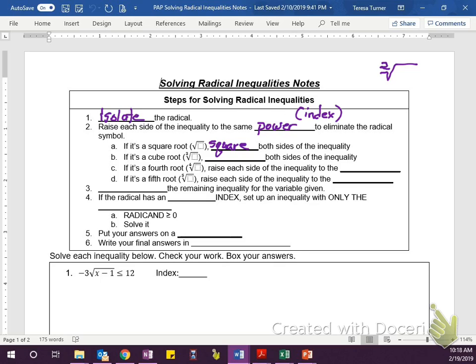Natalie. So if it's a cube root, what do I do to both sides? Yes, you do, but your name wasn't Natalie. Okay. So the next one, Natalie. If it's a fourth root, then you raise each side of the inequality to what power? The fourth power. Jeremy, if it's a fifth root, you raise each side of the inequality to the fifth power.